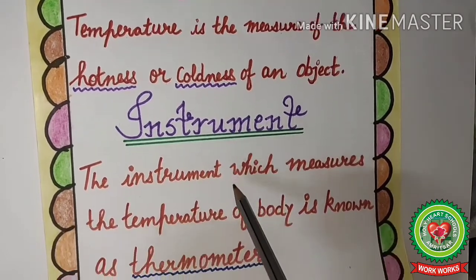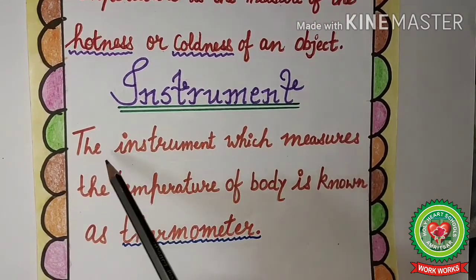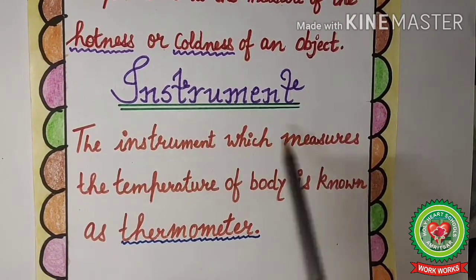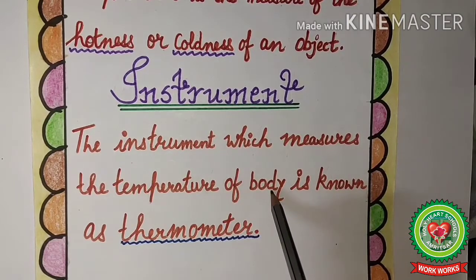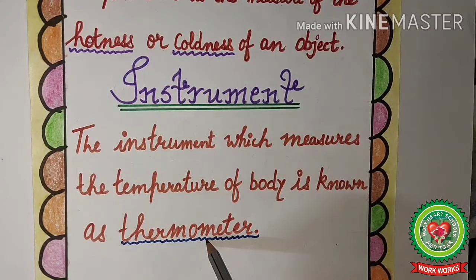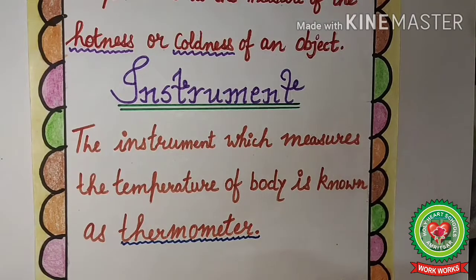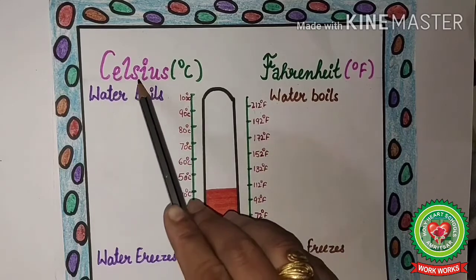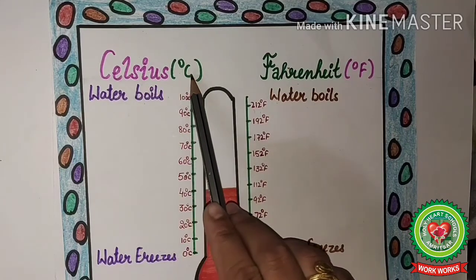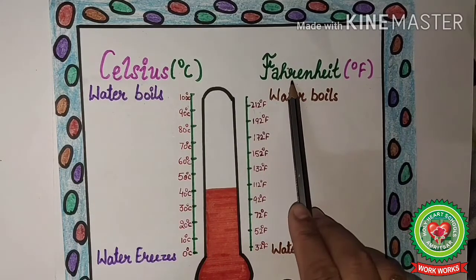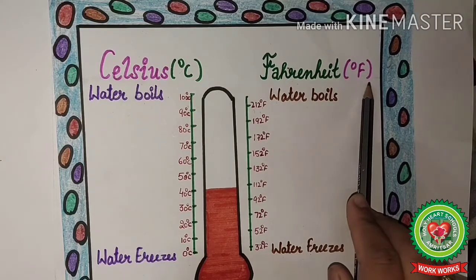Instruments that are used in temperature. The instrument which measures the temperature of the body is known as a thermometer. Now we have two units of measure for temperature, Celsius and Fahrenheit. Celsius degree C, Fahrenheit degree F.